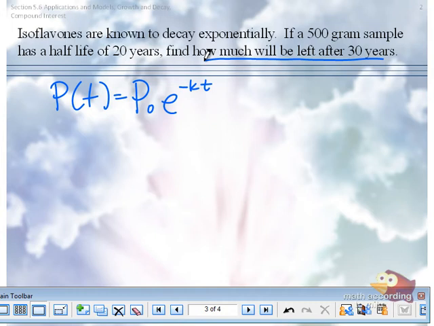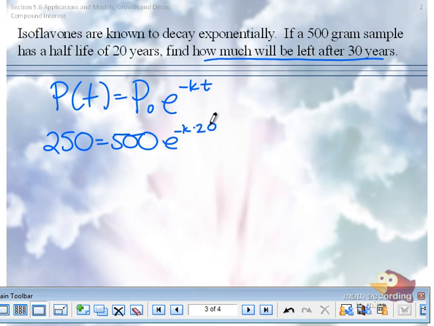But in the meantime, we need some other numbers in here. 250 for what? Good. So that means we'll end up with 250 when we start with 500, e to the negative k times, and when does this half-life occur? 20 years. So this one's trickier than the previous one. k times 20. So your exponent would be negative 20k there.